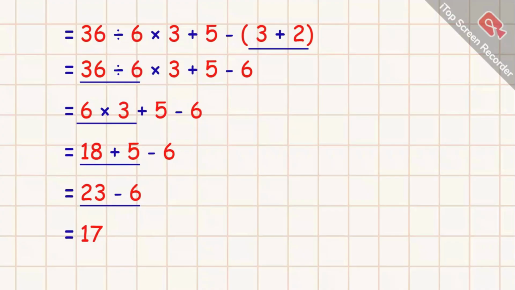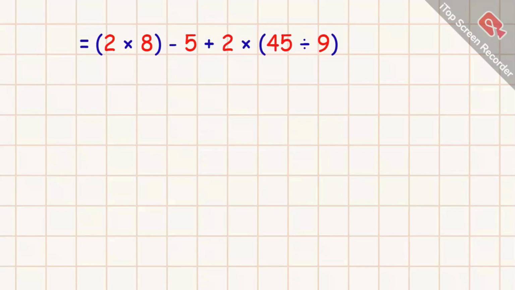So let's have a look at another example. The next example we have over here is bracket open 2 times 8 bracket close minus 5 plus 2 times bracket open 45 divided by 9 bracket close. It's another interesting one, and you might notice a difference. It has 2 brackets in one equation. It might look difficult, but it is really easy if you have the knowledge of the BODMAS rule. So we have 2 brackets and we always do brackets first. But which one to go first?